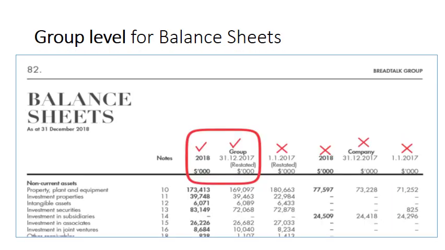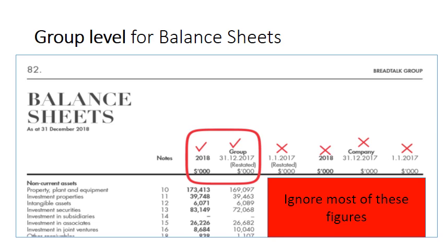Let's refer to page 82, the balance sheet of BreadTalk Group. There are many columns here, so you might be wondering which figures to focus on. The ones we crossed, we don't really focus on. You can ignore most of the figures there, except that there's probably one calculation that will use a bit of the figures from 1st Jan 2017. But what you focus on is the one with the tick. So the 2018 group and the group for 31st December 2017. These are the figures that you really want.